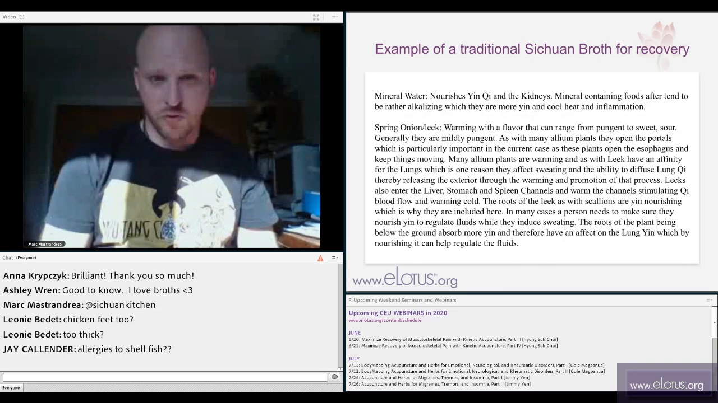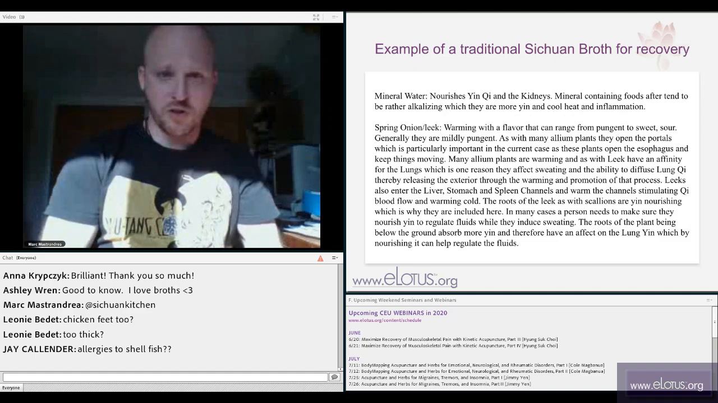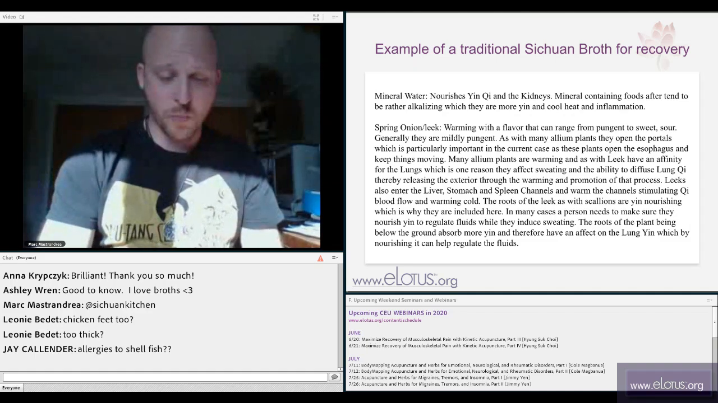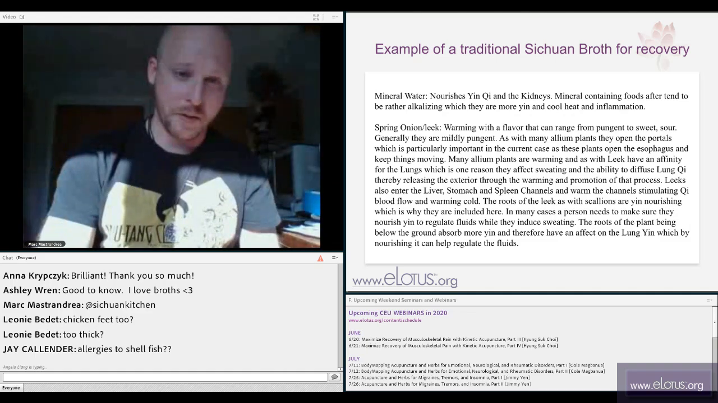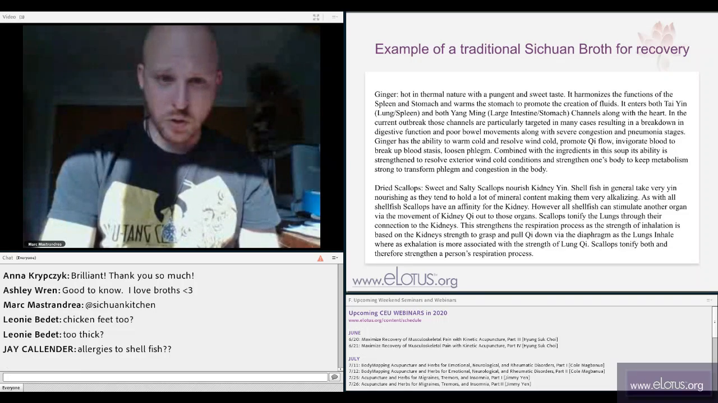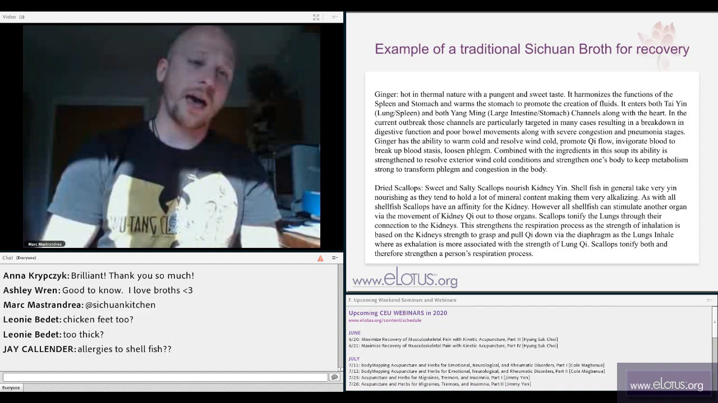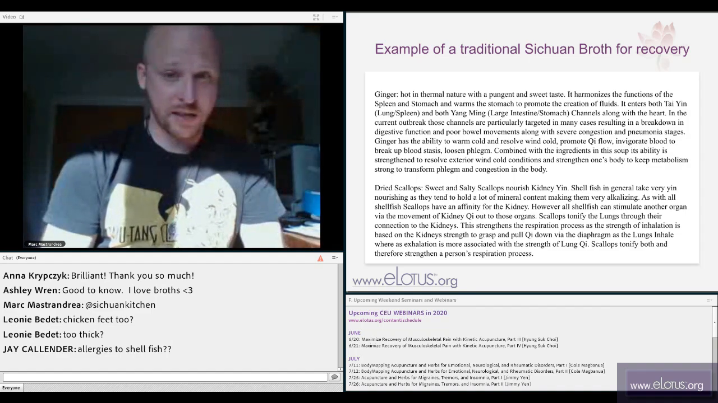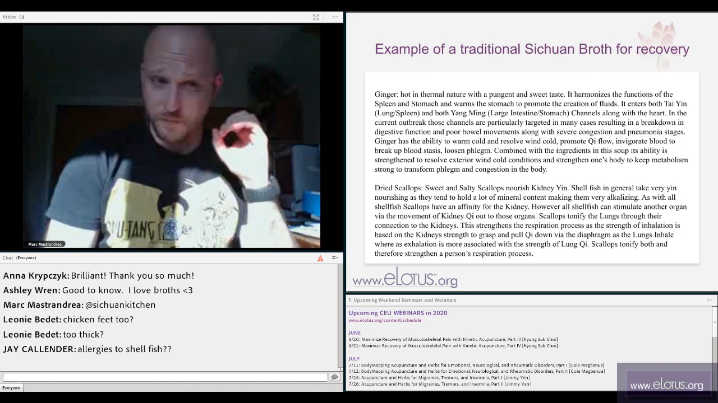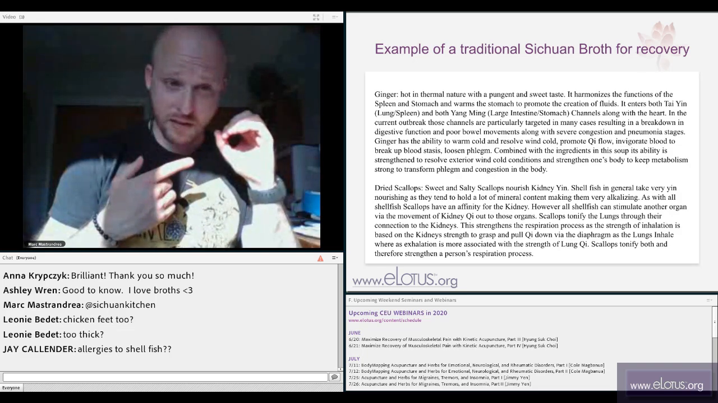You don't have to use that if you don't want. You can use chicken. Mineral water nourishes yin qi, nourishes the kidneys. Spring onion, there's a ton of things in the allium family of plants that can be used. You can adjust, again, shellfish. If there's an allergy to shellfish, you can adjust that. We have dried scallops in here or shrimp because all shellfish have an effect on the kidneys to strengthen them.